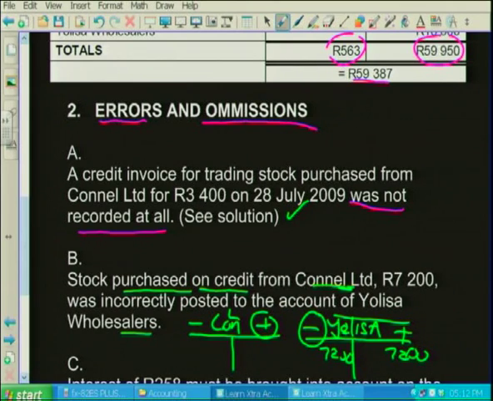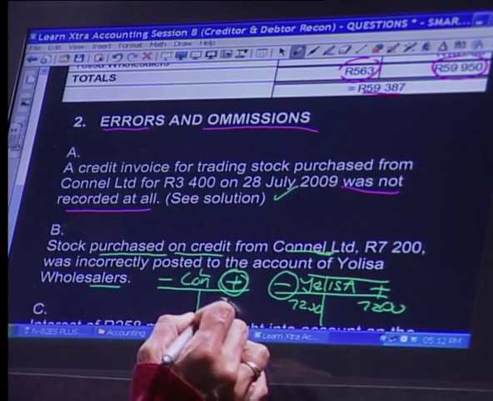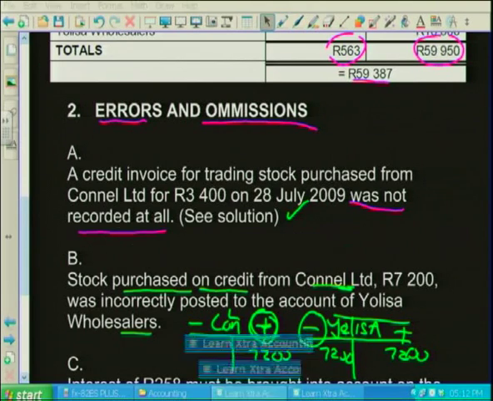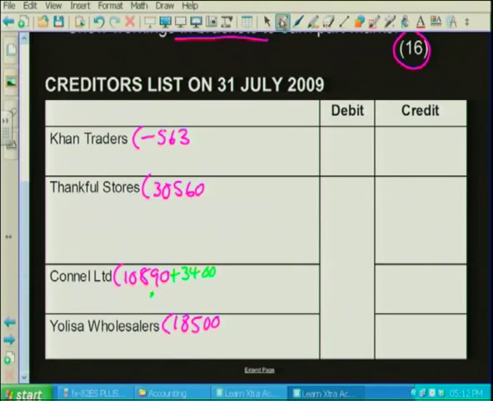And for Canal Limited, because we purchased from them, we can now correct the error and increase the balance that we're owing them by 7,200. Okay, so let's do that on our answer sheet. Canal Limited, as I've just explained, we're going to increase our balance by the amount of 7,200. And then Ulisa Wholesalers, we didn't buy from them, so we're obviously not owing them that 7,200. We are going to decrease their account by 7,200. And like I explained, it doesn't affect the control account because the error was in the list itself. Okay, let's move on to our next error.